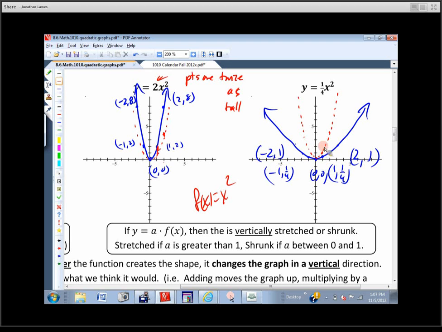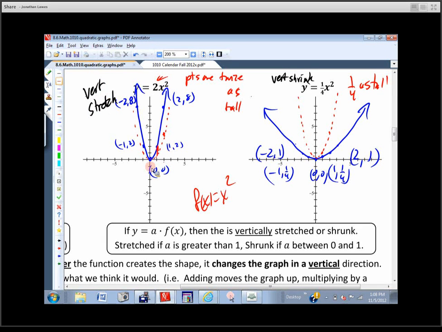Okay. Shorter's a better way. Okay, it's 1/4 as tall. This was a vertical shrink. So vertical shrink on this one. You wouldn't want to think of this as getting wider because that's a change in the horizontal direction. Okay, this vertically shrunk it. This vertically stretched it.